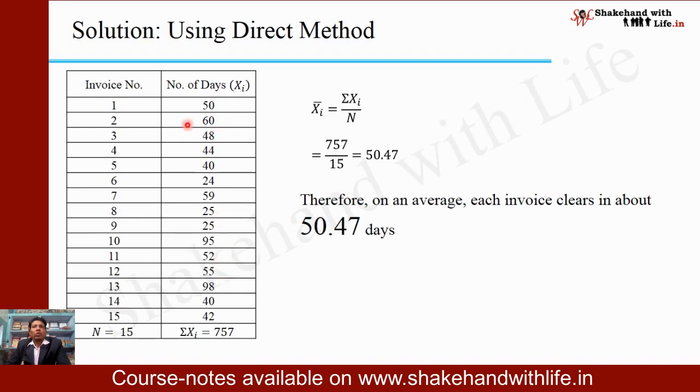Now sum up all these days and you find sigma xi is 757. Now put the values in the formula. The formula is x bar is equal to sigma xi divided by n. So sigma xi is 757 here, and the number of invoices is 15. So the average value is 50.47. Therefore, on an average, each invoice clears in about 50.47 days.